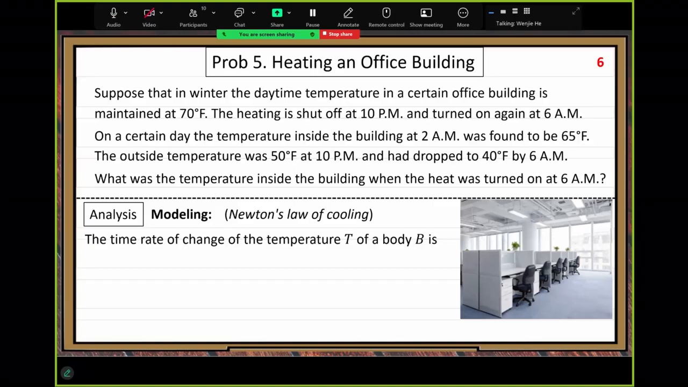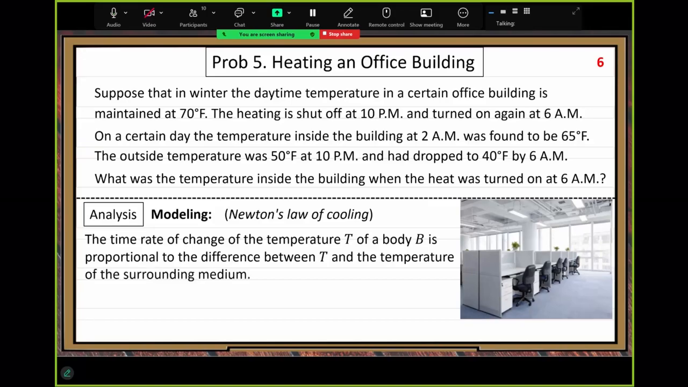The change rate, derivative of the temperature, capital T. Here we use capital T for temperature; little t is the time variable. Capital T, the temperature function of a body B. Body, the office is the body, okay? Body B is proportional to the difference between capital T and the temperature of the surrounding medium.